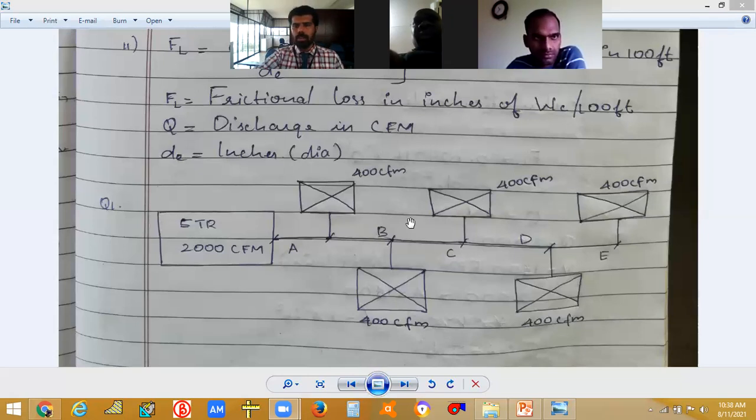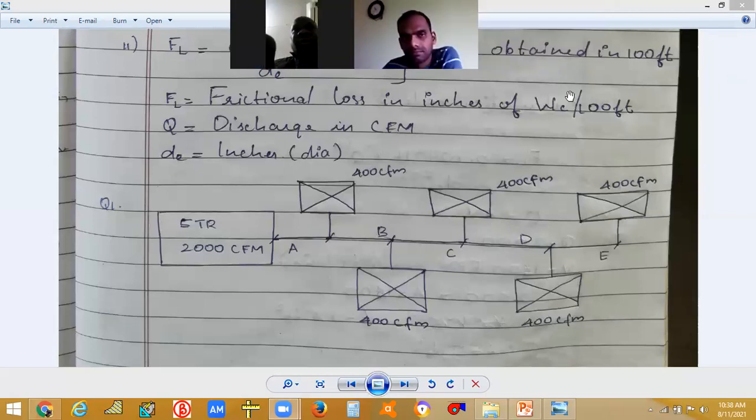I believe that you have drawn this, right? Just give a thumbs up. So I'm explaining once more. 5 ton, 2000 CFM, 400 will be passing through each room. So here you will be already having 2000 CFM, here 1600, 1200, 800, then 400.